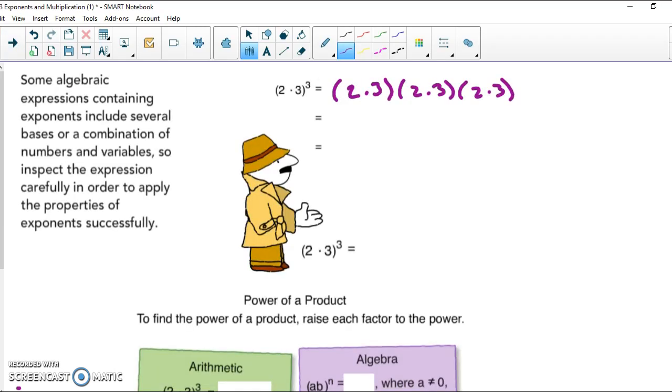Okay, let's jump ahead to this last section so we can talk about power of a product. To find the power of a product, we're going to raise each factor to the power. So when I say 2 times 3 cubed, that means I'm going to do 2 times 3 times 2 times 3 times 2 times 3, which is really, I'm multiplying 2 by itself 3 times and 3 by itself 3 times. So I'm really applying that power to each factor.